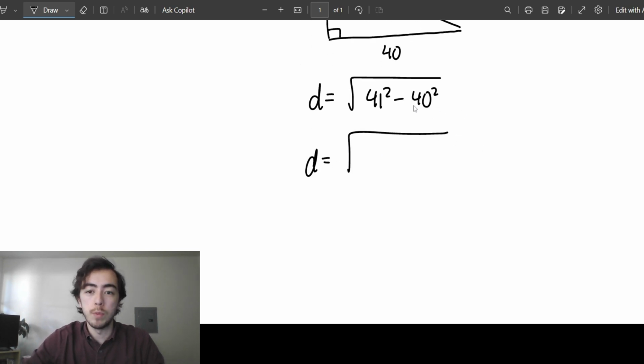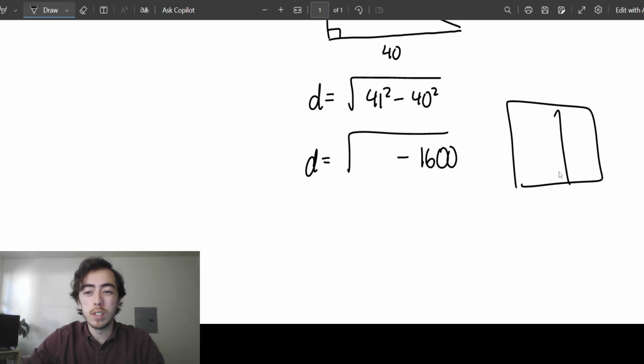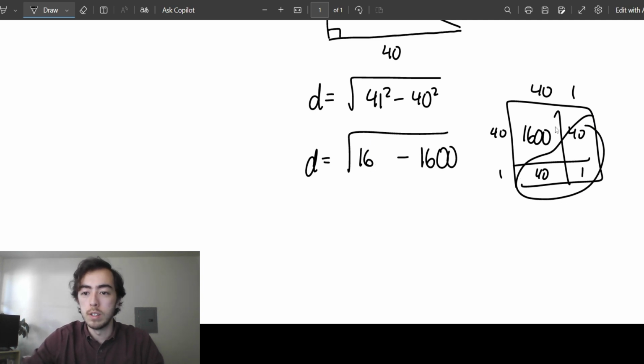40 squared is basically the same thing as doing 4 times 4 and then tacking on 2 zeros. And then 41 squared is going to be pretty similar to 40 squared. I'm just thinking of using an area model for this. I already know that 40 times 40 is 1600. And so I'd need to add on another 40, and another 40, and 1. Or I would just need to add 81 onto 1600 to get what 41 squared is.